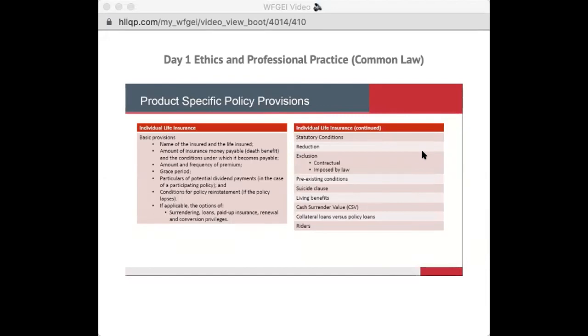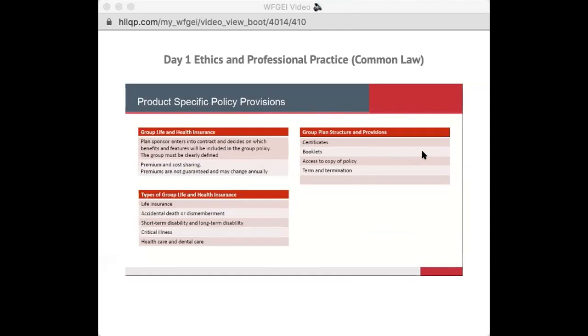And of course, many policies have riders where you customize your policy according to your needs and your budget. So you should make yourself aware of the various different riders that are available, both on life insurance and of course on accident and sickness policies.